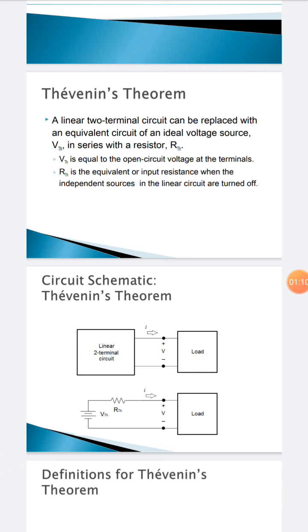VTH and RTH are unknown for the network when we are finding out the problem related to the Thevenin theorem. VTH and RTH are the open circuit parameters for the network. This network is useful for finding out the problem related to the Thevenin theorem.